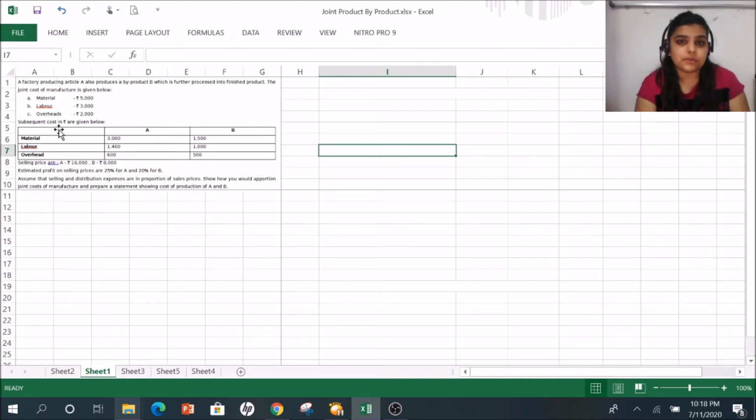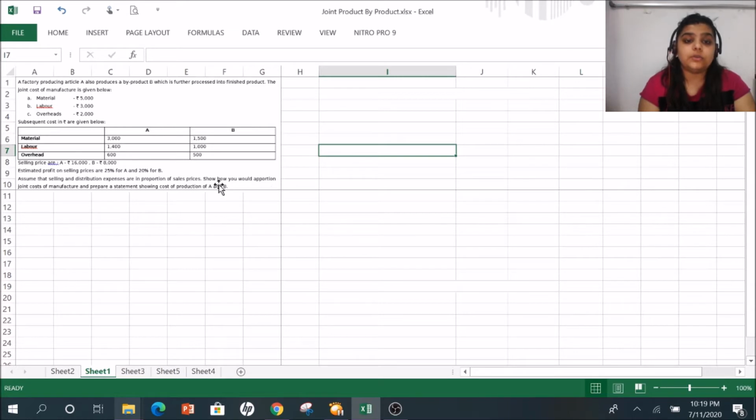What do you mean by subsequent cost? It means the further processing cost. Now the selling prices are, for A 16,000 and for B 8,000. Estimated profit on selling price is 25% for A and 20% for B. Assume that selling and distribution expenses are in proportion to the sales price.